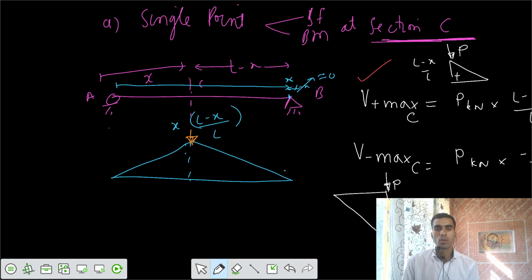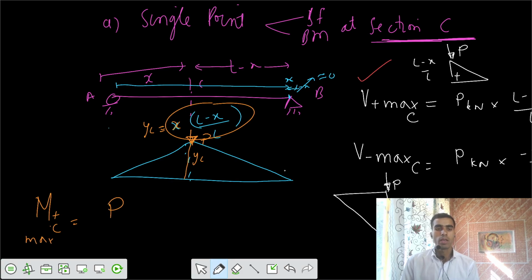So if I place that load at the maximum ordinate of YC, this is your YC ordinate at C. If I place the load at this location, I would say your maximum positive bending moment at C is equal to P kilonewton into some ordinate of YC, some meters. So you can get the value.